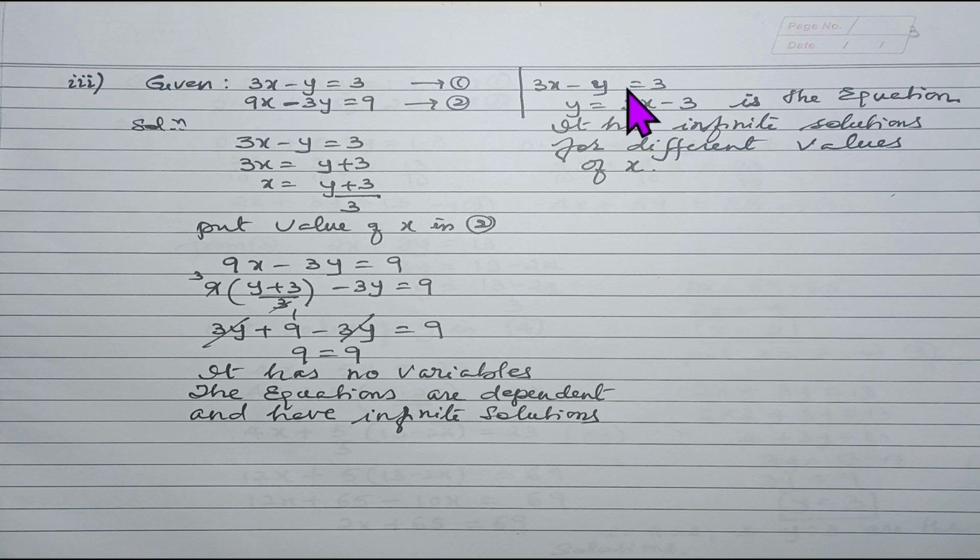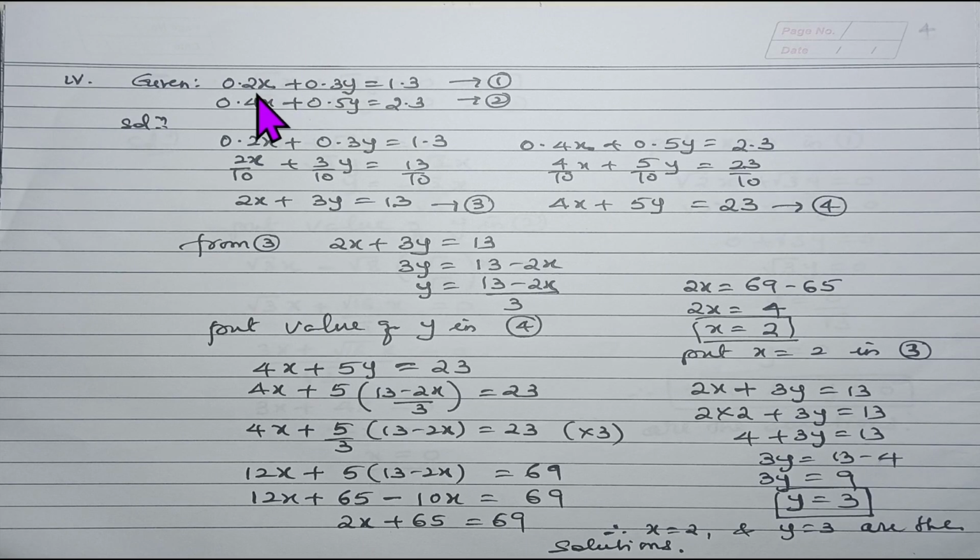So therefore, if you simplify these two equations here, 3x minus y equal to 3, if I divide it by 3 throughout, it becomes y is equal to 3x minus 3. So this is the equation and it has infinite solutions for different values of x. That means both the equations are the same. It is an equation in two variables, and you know that an equation in two variables has infinite solutions, so the system has no unique solution.